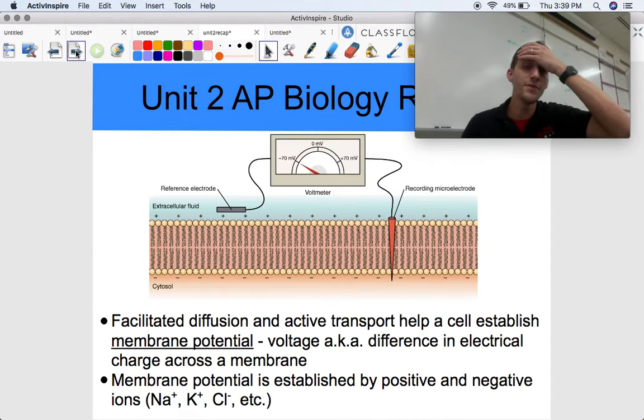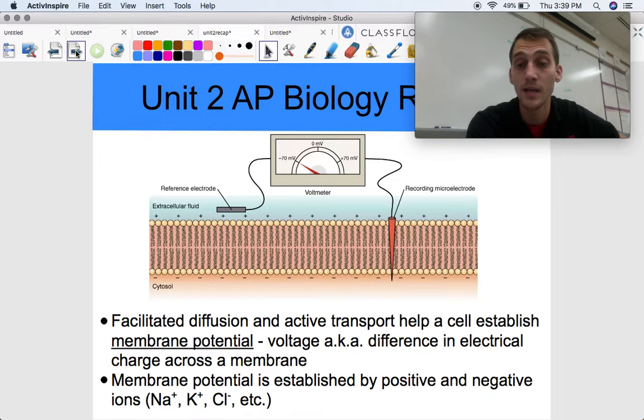Okay, facilitated diffusion and active transport help a cell establish membrane potential. Now, it might get a little complicated, but I'm going to try and keep it brief here. It's a voltage, aka a difference in electrical charge across a membrane. Now, is a cell like a battery? In a way, yes. It can control one side of the cell being positive and one side being negative, very much like a battery, right?